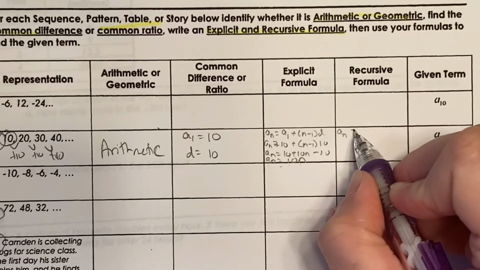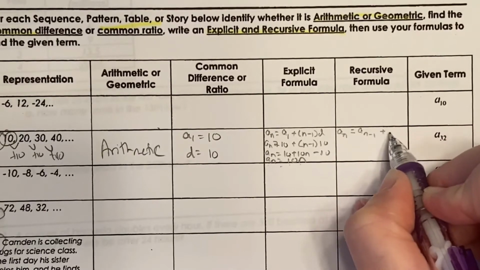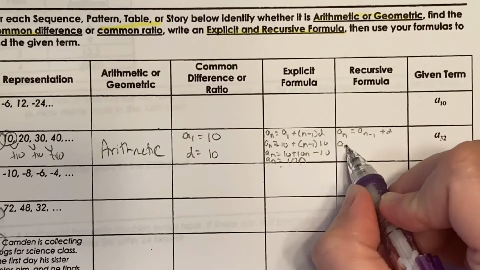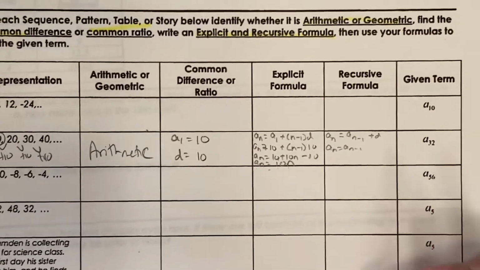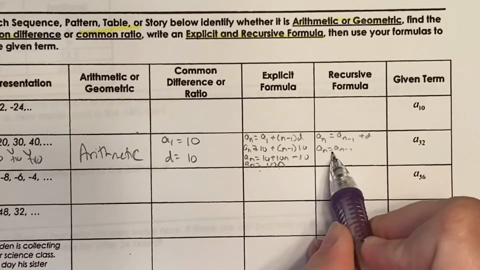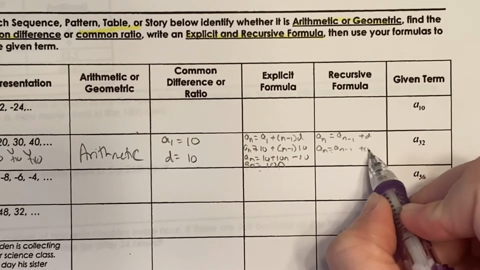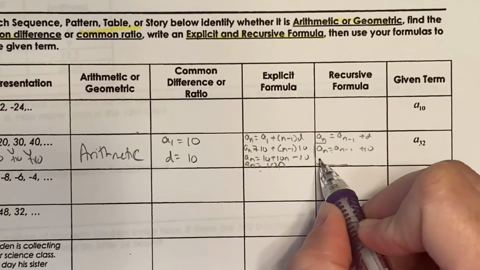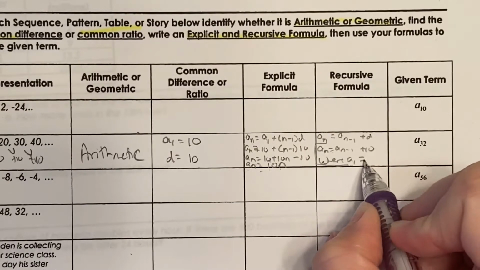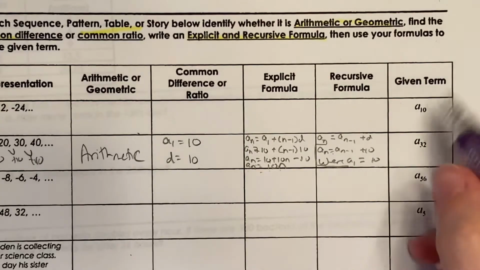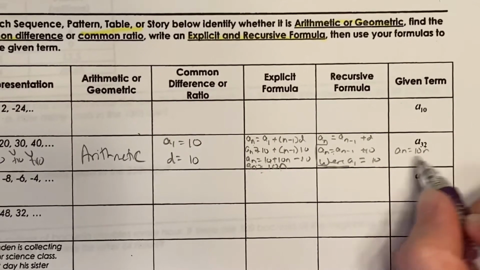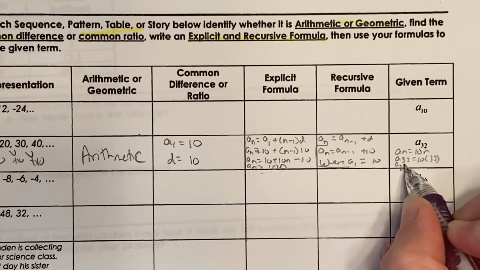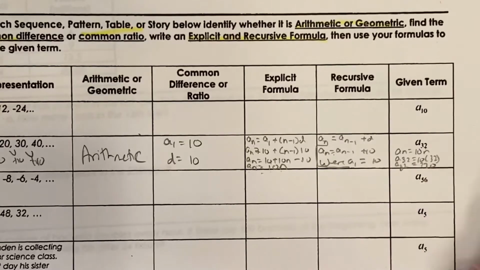Recursive: a sub n equals a sub n minus 1 plus d. And then we have the d. Remember, when you're doing explicit and recursive, that means you're not figuring out a specific number. These stay as plain old n's, okay? Don't ever fill them in. Plus 10, so it's almost done. Just make sure you have where a sub 1 equals 10. All right, and given term a sub 32, I'm going to use the explicit one because it's a lot smaller. So a sub 32 equals 10 times 32, and a sub 32 is 320.